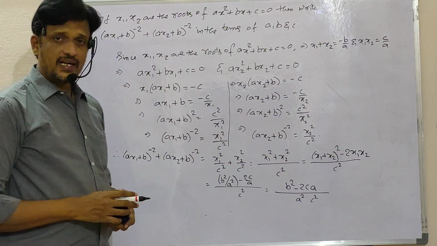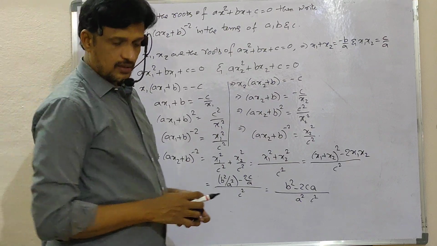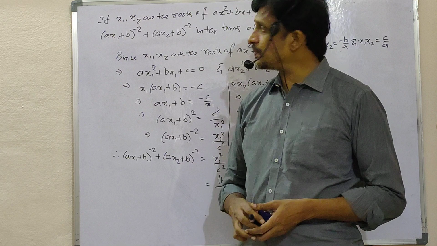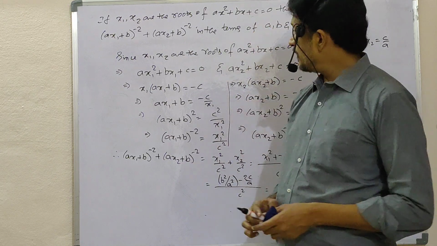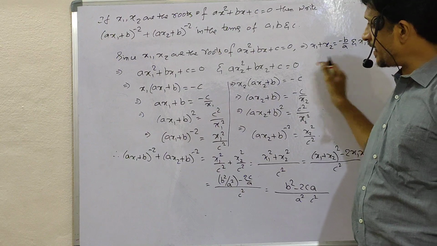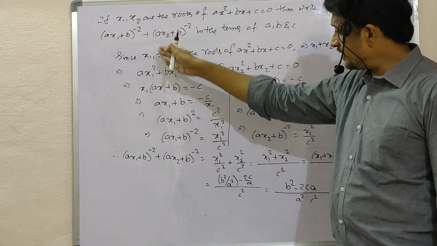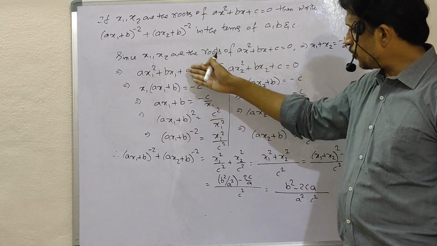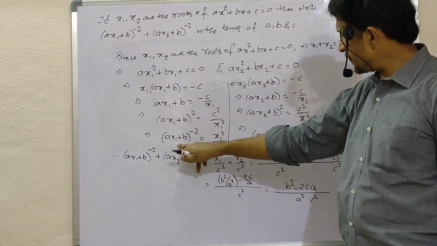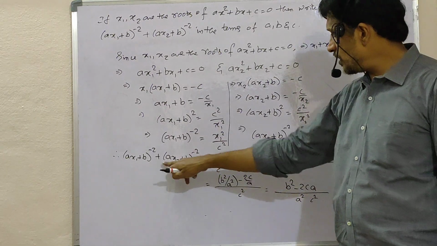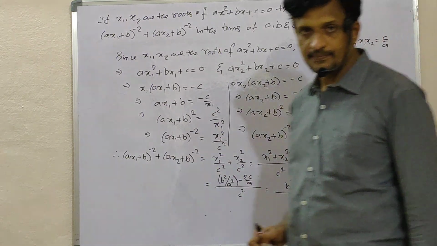So x1 and x2 are the roots of the given quadratic equation ax² + bx + c = 0 here. Write the sum of the roots x1 + x2 as -b/a and x1x2 as c/a. And from the given, these are the roots, meaning they are satisfying the given quadratic equation. So find the values of (ax1 + b)^(-2) and (ax2 + b)^(-2). Calculate the sum.